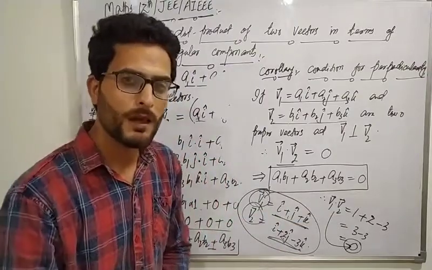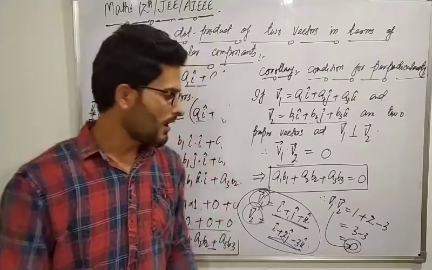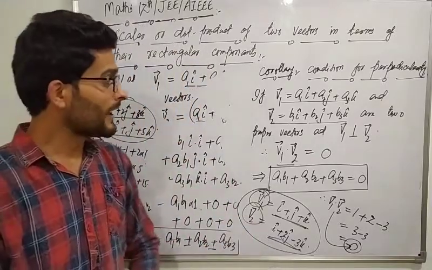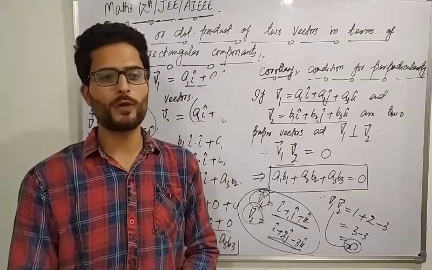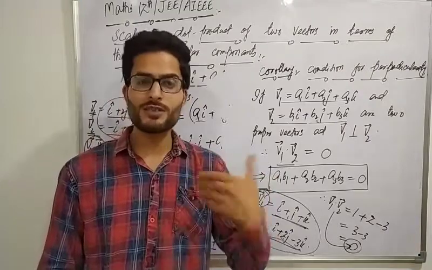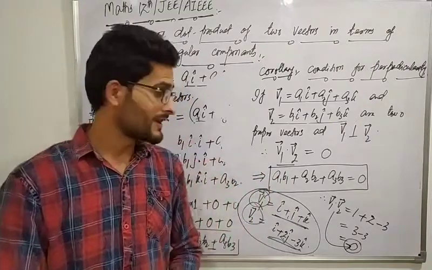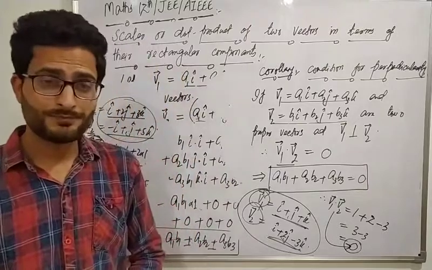And this is, I think, would be all for this class. Now next we have angle between two vectors, how we can locate the angle between two vectors and how we can find the direction angles and direction cosines of a vector, but that we will discuss inshallah in the next class. And till then, Khuda Hafiz.